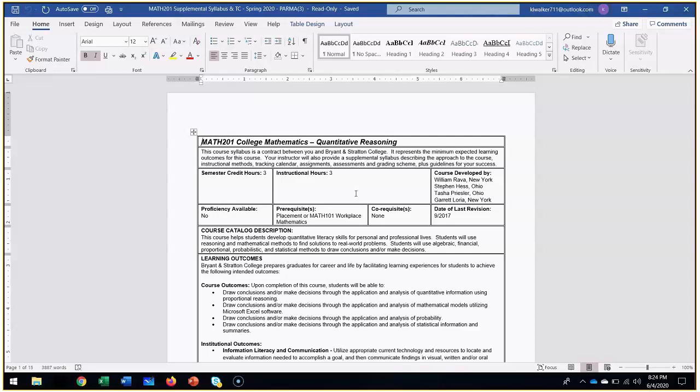Since we were supposed to be face-to-face, we are the full 15-week semester, and we're replacing the face-to-face with these Skype calls and the more interactive type of format.